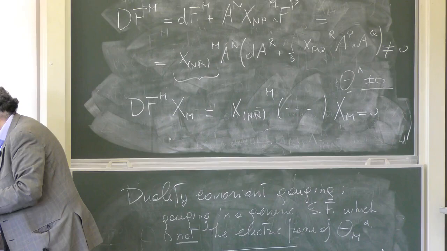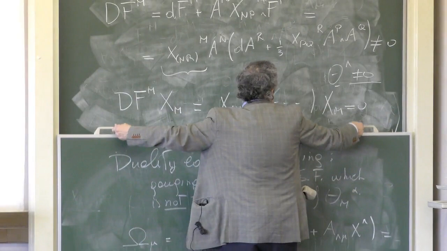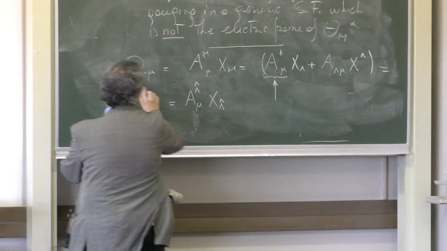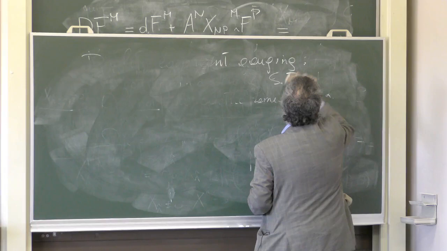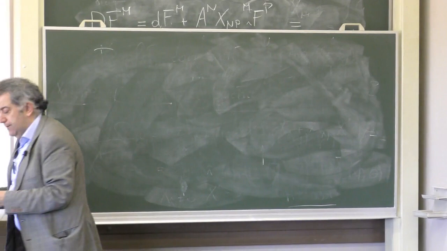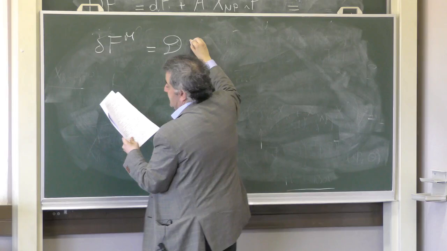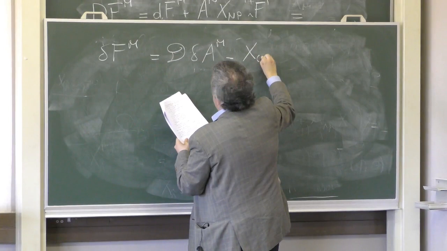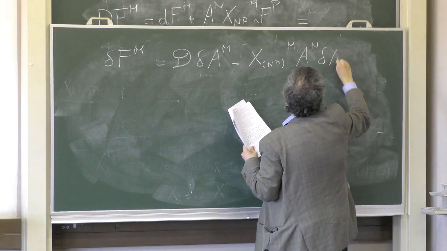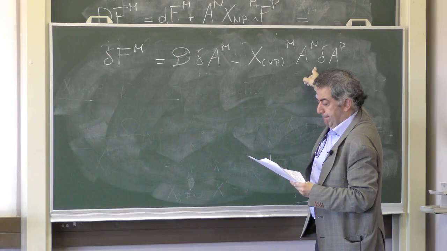Gauge variation of the field strength. Now we see that we're going to have a non-covariant gauge variation. Because if we vary F^M, I suggest you do this exercise, what you find is the covariant derivative of delta A^M minus X_NP^M A^N delta A^P. This is an exercise you can easily do. Okay? This is the variation with respect to a generic variation of A.